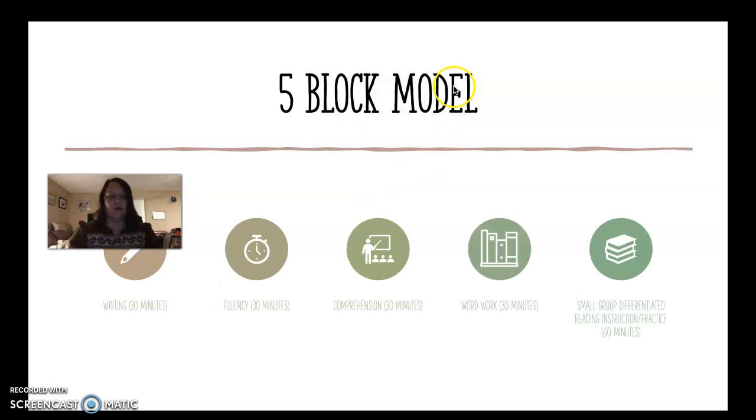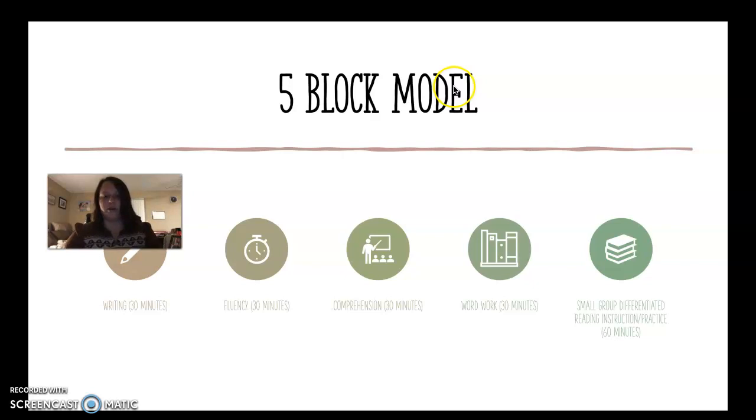Okay. So the 5-block model is composed of 5 parts: writing, fluency, comprehension, word work, and small group differentiated reading instruction and practice. So these 5 groups are going to be performed every day for 180 minutes a day in each grade, 1st through 3rd. Kindergarten students are going to perform this in 90 minutes every day with all the time slots cut into half. So if it's a 30-minute block, you're going to do it for 15 minutes, just for future reference. So this block time needs to be uninterrupted, and we can't be transitioning within periods of classes at all.